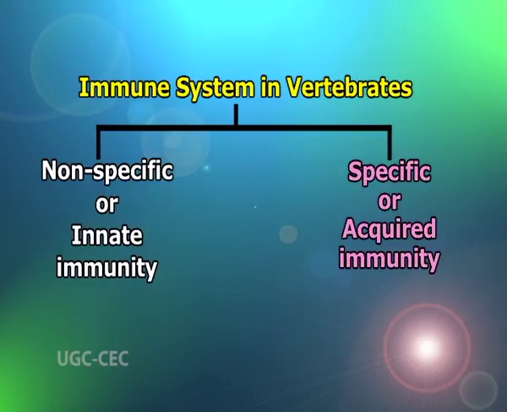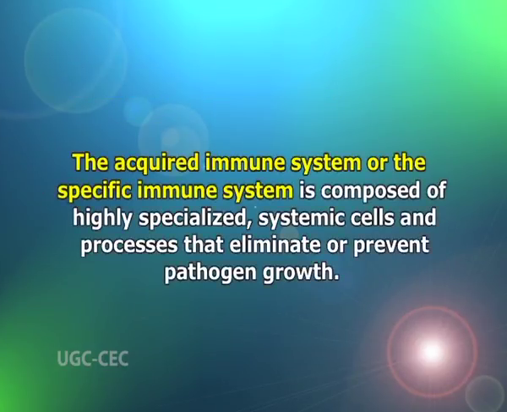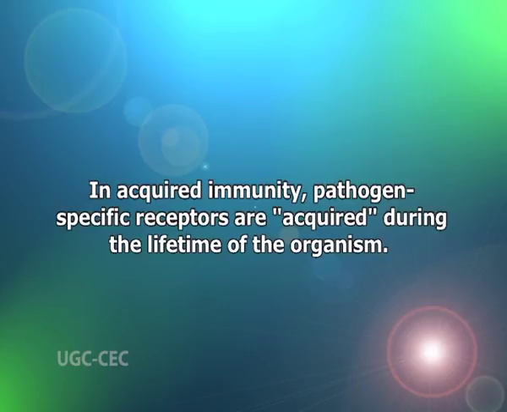The acquired immune system or the specific immune system is composed of highly specialized systemic cells and processes that eliminate or prevent pathogen growth. One of the two main immunity strategies found in vertebrates is acquired immunity that creates immunological memory after an initial response to a specific pathogen, leading to an enhanced response to subsequent encounters with that same pathogen. In acquired immunity, pathogen specific receptors are acquired during the lifetime of the organism.